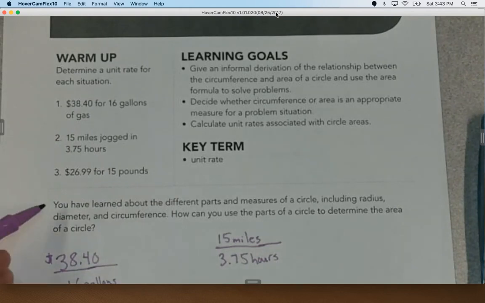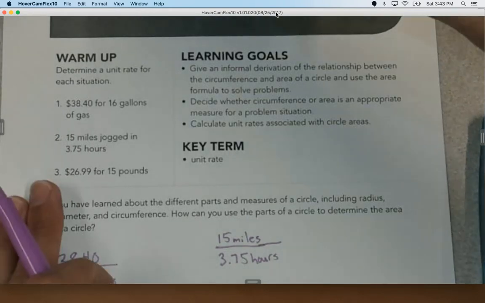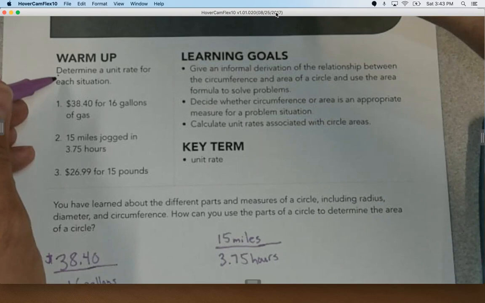You have learned about the different parts and measures of a circle. That is true, including radius, diameter, and circumference. How can you use the parts of a circle to determine the area of a circle? Okay. In the warm-up, determine a unit rate for each situation.